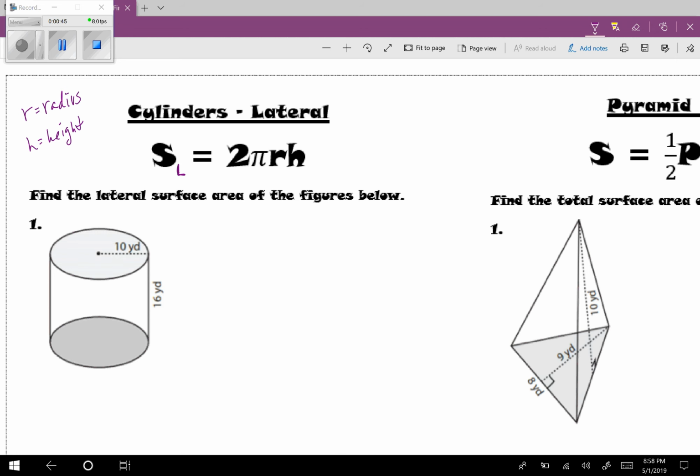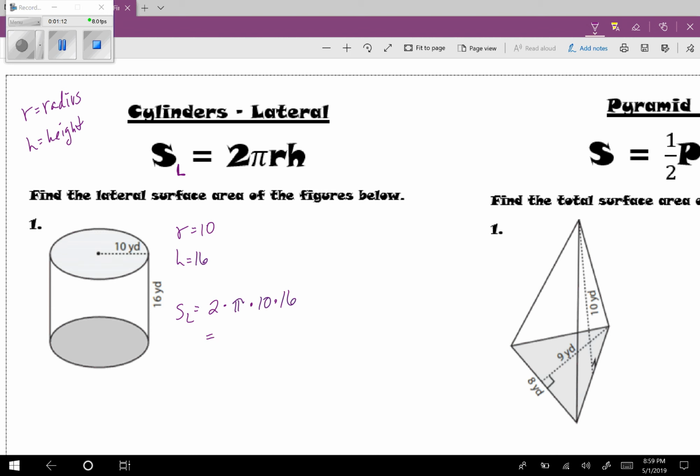So I'm going to look at my picture here. First, I'm going to see my radius is 10. And remember, the radius only goes halfway across. Sometimes they'll give you the diameter and you've got to divide that by 2 first. But here, since we're just going halfway, that's our radius. My height is 16. And now my lateral surface area is 2 times pi times the radius, which is 10, times the height, which is 16.